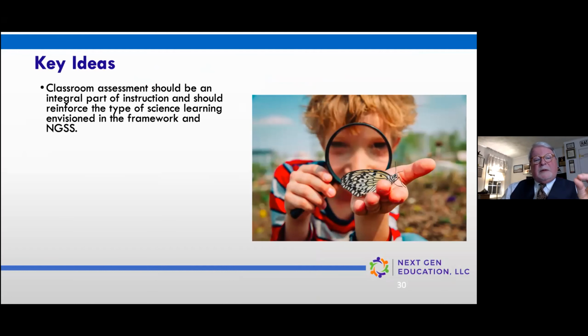Classroom assessment should be integrally linked to the instruction. Remember that slide I showed you? Assessment drives instruction, but only if the instruction is NGSS and the assessment is NGSS. In other words, they're both three-dimensional. You can't have one. It's like wearing a plaid coat with a striped tie. You know, it just doesn't work. You want to make sure that's going to flow.